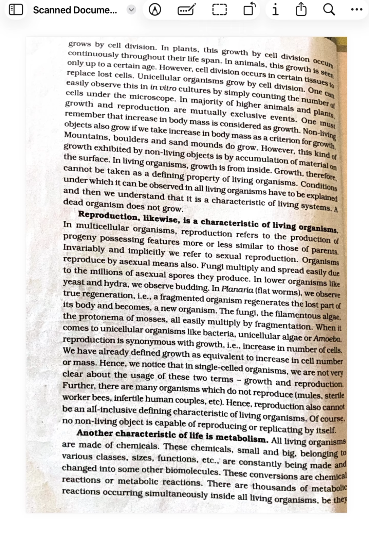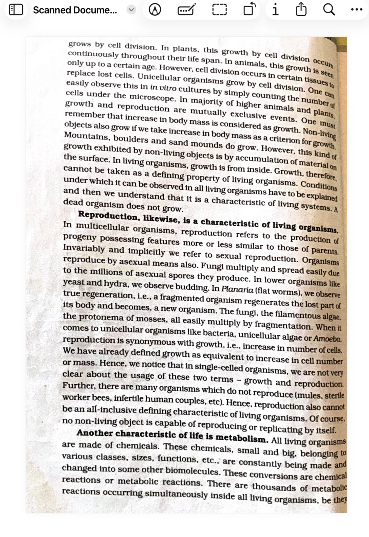In the majority of higher animals and plants, growth and reproduction are mutually exclusive events. What do you mean by mutually exclusive? They are completely separate events in higher animals and plants. One must remember that increase in body mass is considered as growth. So whenever mass is added to the body of a particular organism, it is considered as growth.